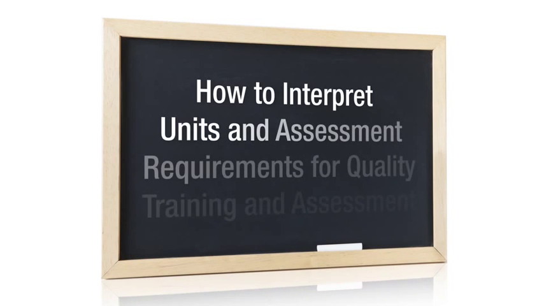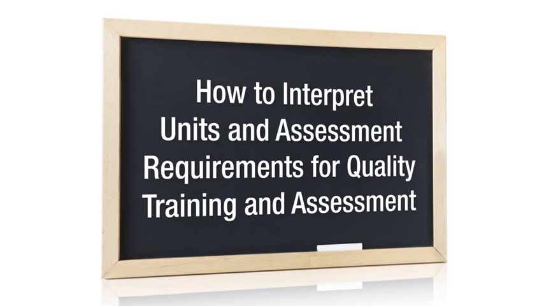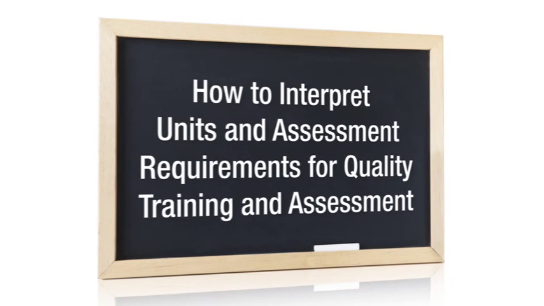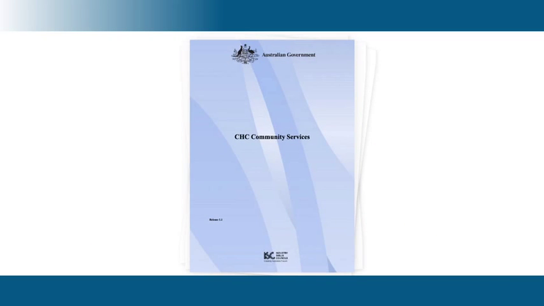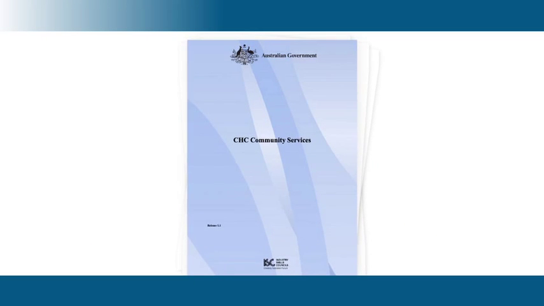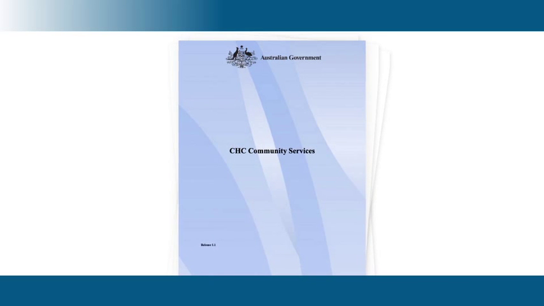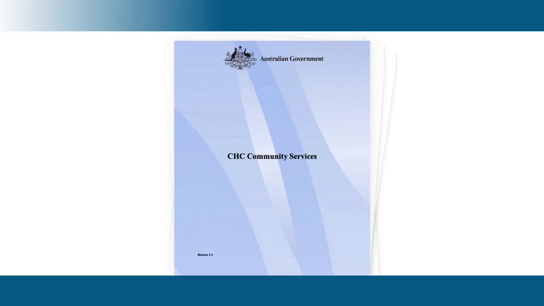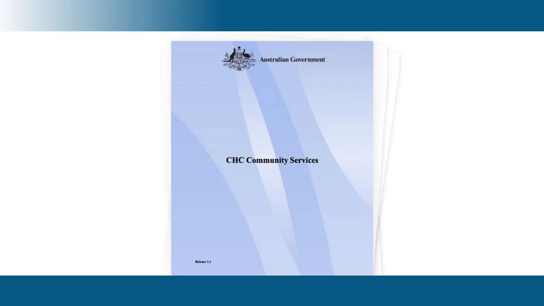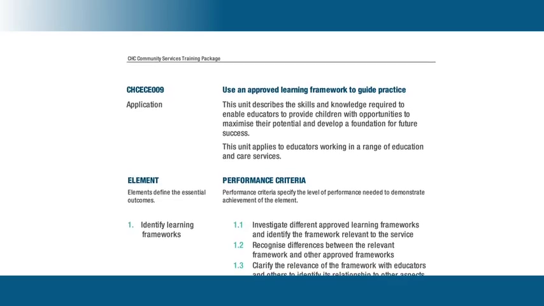You might have noticed that the units of competency in the new training packages look different. That's because they have been designed to meet the new standards for training packages. The CHC and HLT packages are two of the first to be endorsed against the new standards. The first difference you'll notice is that the units are shorter and each unit is paired with its own assessment requirements document. Let's have a look at a sample unit.